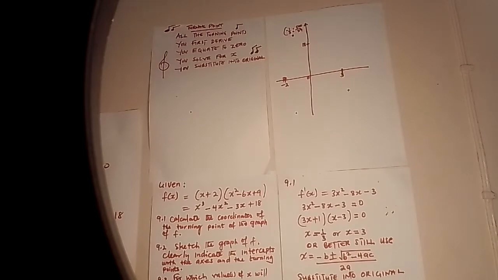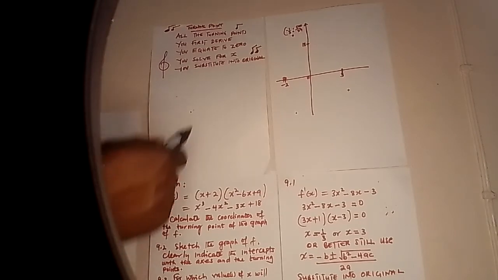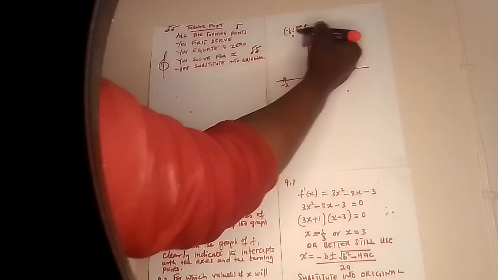Our turning point was (-1/3, 500/27). When you take your calculator and you press 500 over 27, it gives you 18.52. So now when you do that, it goes up a little bit above the y-intercept, which is 18. So now when you are here, it is a turning point.